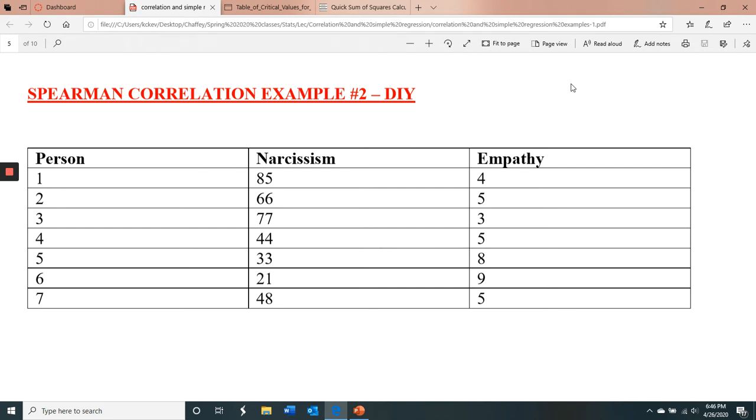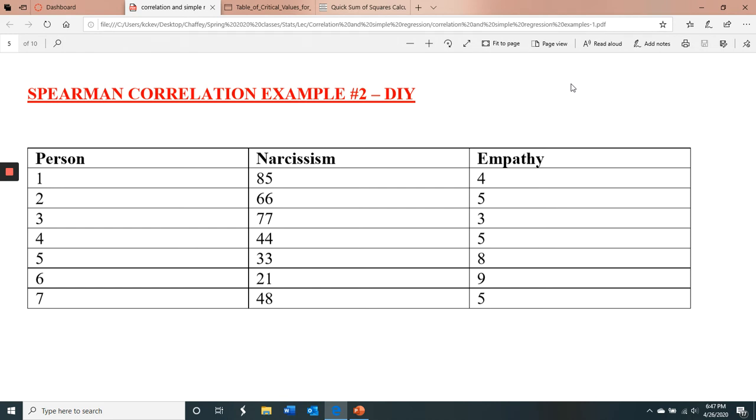Then you're going to add the scores on the narcissism ranks. So you're going to have that, and it should be 1 plus 2 plus 3 plus 4 plus 5 plus 6 plus 7. That's the sum of X, because we're using the rank scores. If you want, you can do the same thing for empathy for Y, but it should be the same sum, because you're going to have 1 plus 2 plus 3 plus 4 plus 5 plus 6 plus 7.